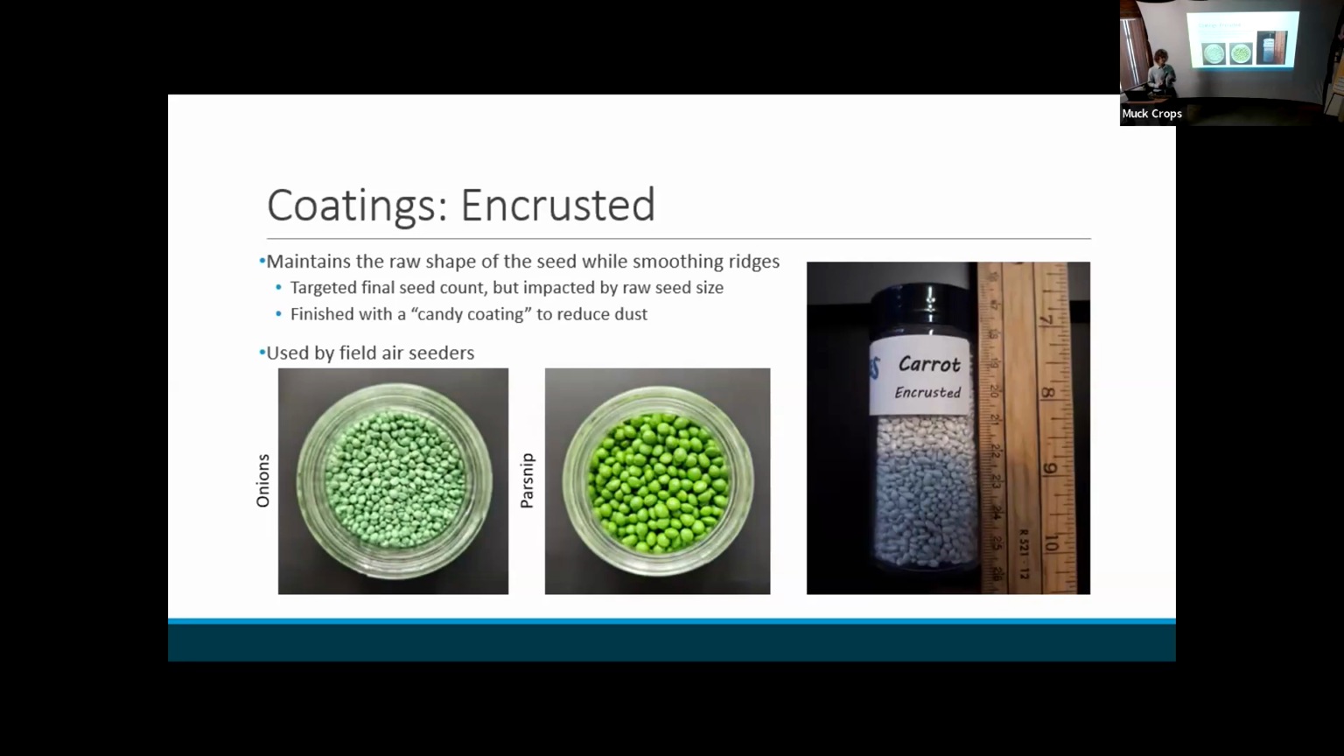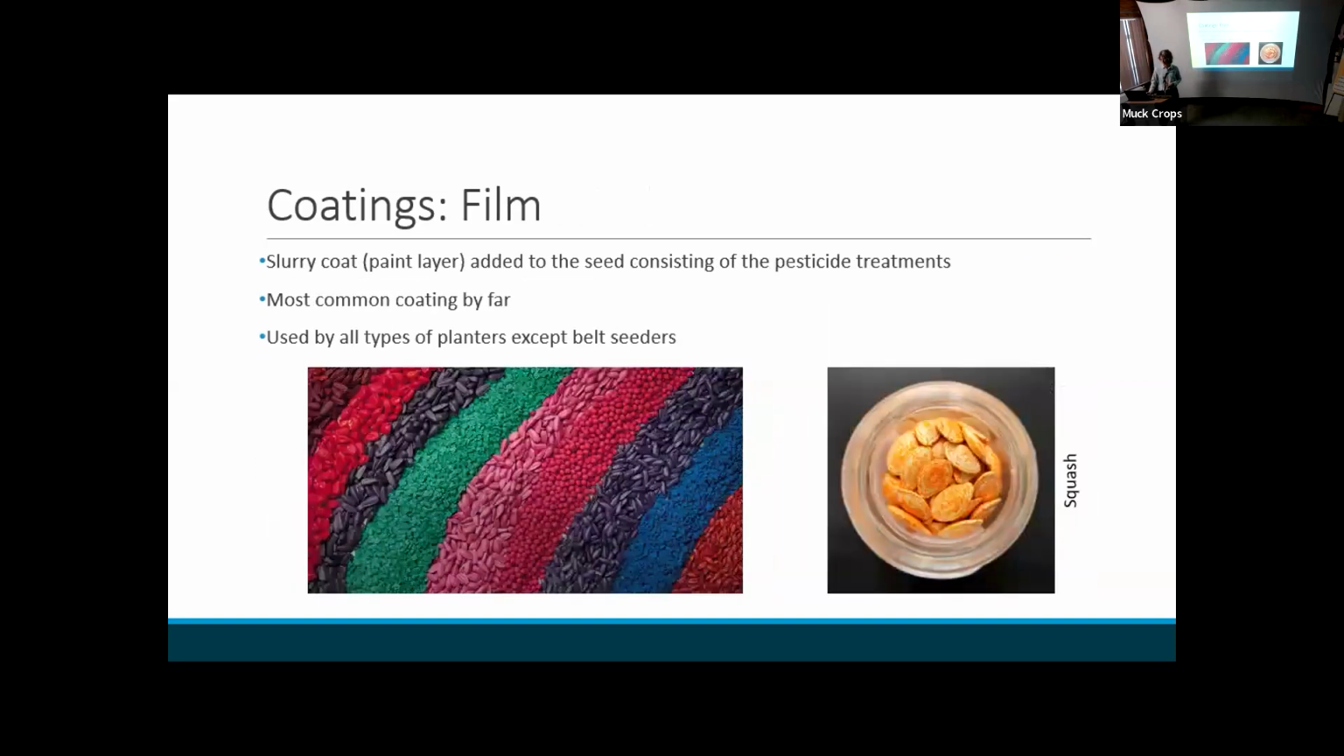Now on a pellet, if you look down in the bottom of your pail, you might see a little bit of dust that's come off of those pellets. Dust plus a vacuum system, probably not a good combination. So I like to call it, they're finished with kind of a candy coating to limit that amount of dust that's coming off. And basically onions, parsnips, and carrots are what we see this used on the most.